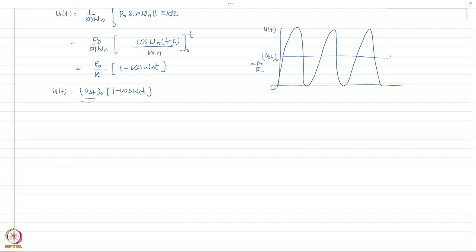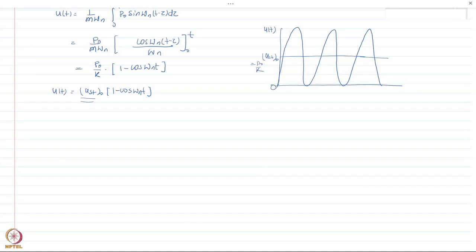So basically when you apply a step force, what do you see? The system starts oscillating at its natural frequency about a new equilibrium position, which is the static displacement of the system due to the load P naught.